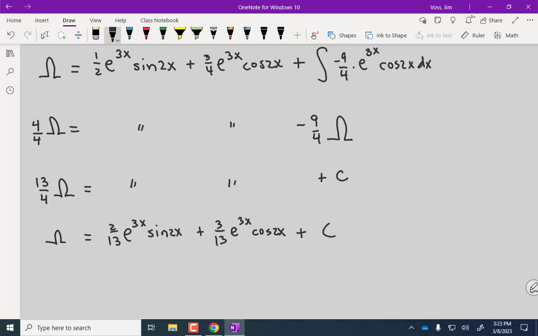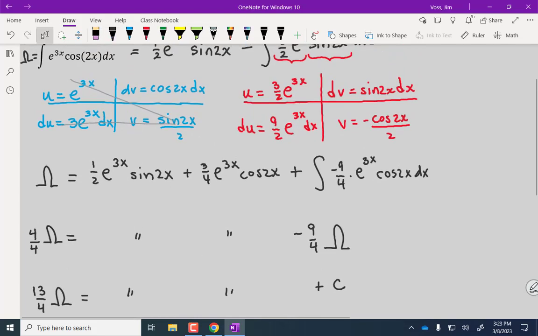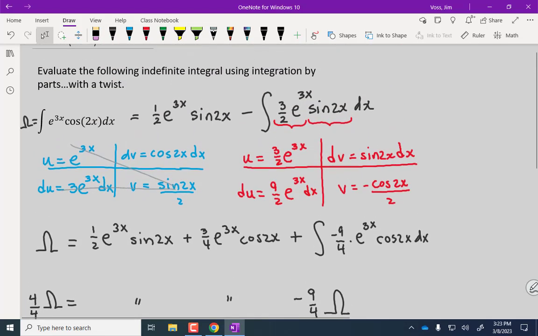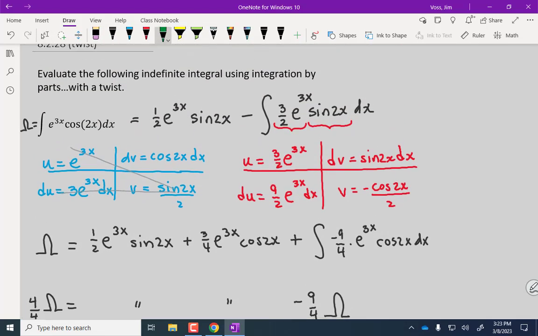I guess I'm just confused how the 3/4 is positive and the 9/4 is negative, because I thought we had a negative in front. Okay, let's look at it. The original is uv minus integral of v du. That's what we're using, right? So if you look in here, that part right there is going to turn into this. You agree with that? Yes.